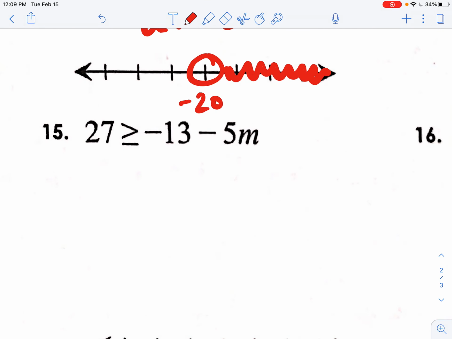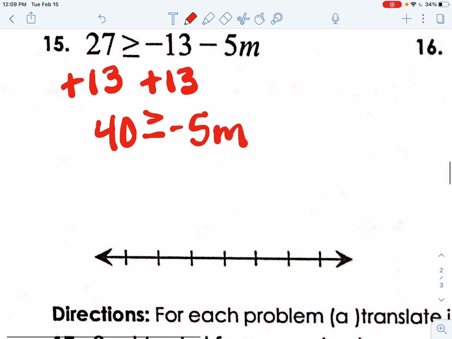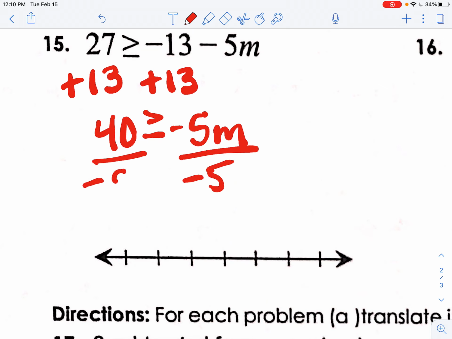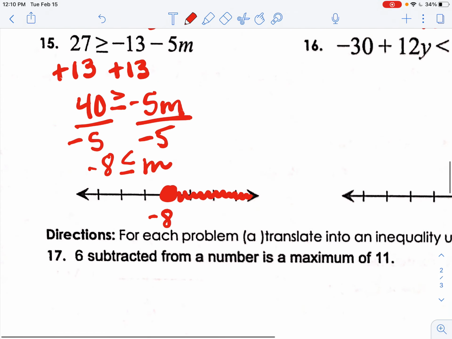15 is two steps. First thing would be add 13 to both sides. 40 greater or equal to -5m. Divide both sides by -5. That is a sign switch. M is on the right, -8 is on the left. That is a closed circle on -8. The variable's in the back, so you have to go away from the arrow, which is this way, because you need M to be greater than -8, and that's to the right.